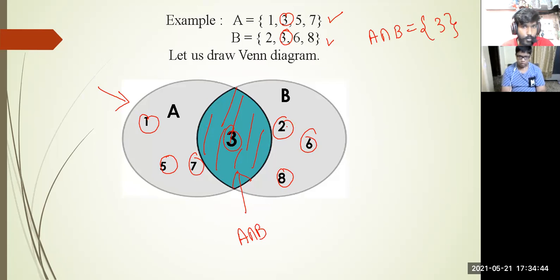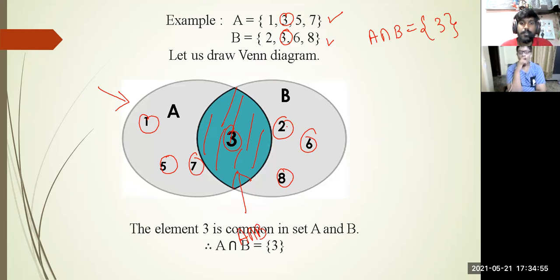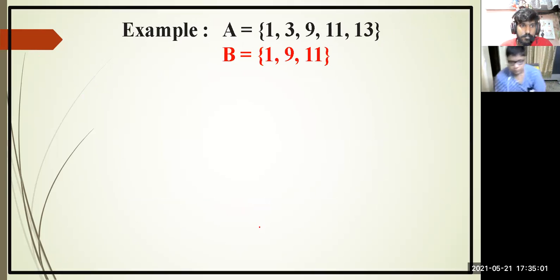Is this clear? Have you understood the Venn diagram? Yes, sir. Okay. So the element 3 is common in sets A and B, so A intersection B is equal to 3. Okay, look at this example. A is 1, 3, 9, 11, 30. B is 1, 9, 11. Can you tell me what A intersection B will be?